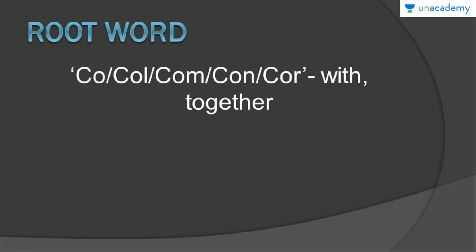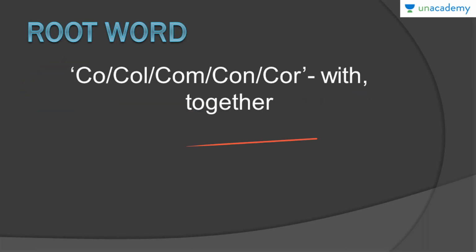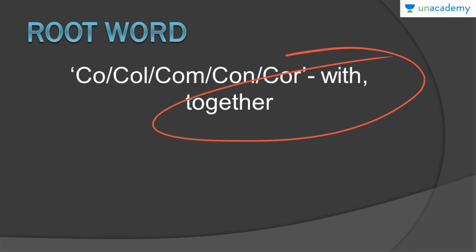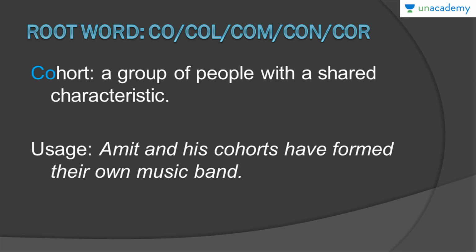So, our today's root words, as you can see, are many. But they have the same meaning, so we can cover them under the same ambit. Our root words are co, col, com, con and cor. Wherever you see these root words, it will mean something relating to being with something, together. It will be clearer when you see these root words in particular words. So let us discuss the words.